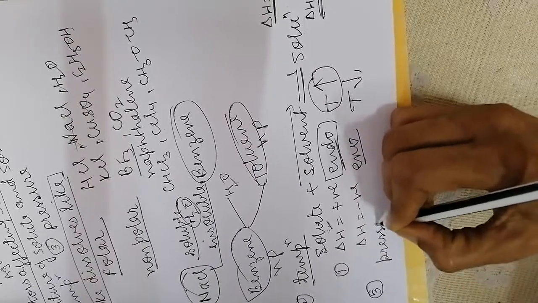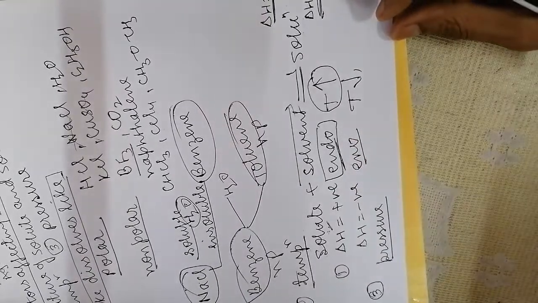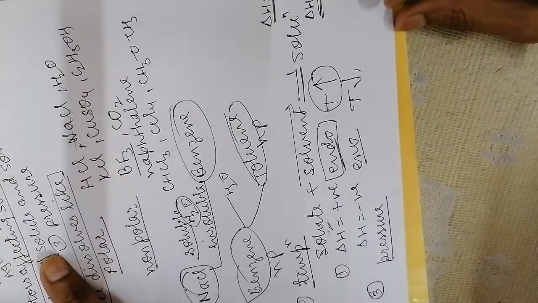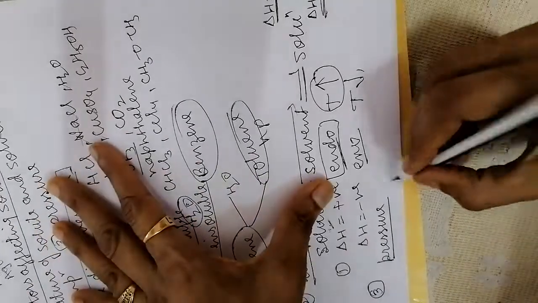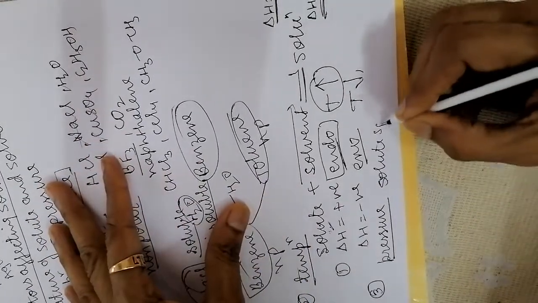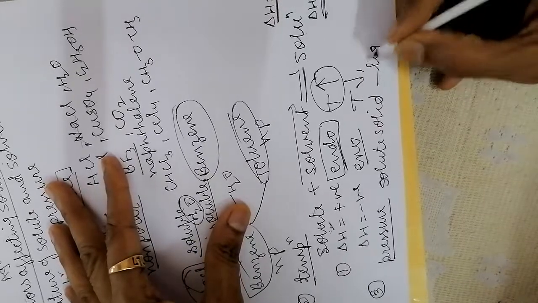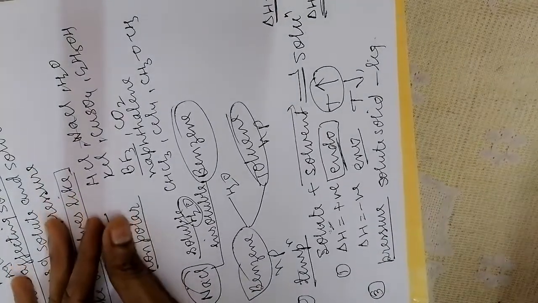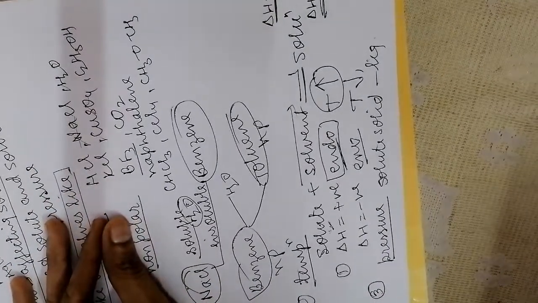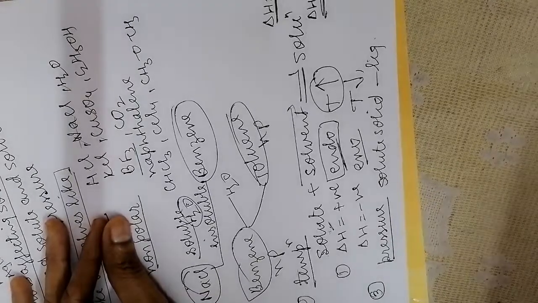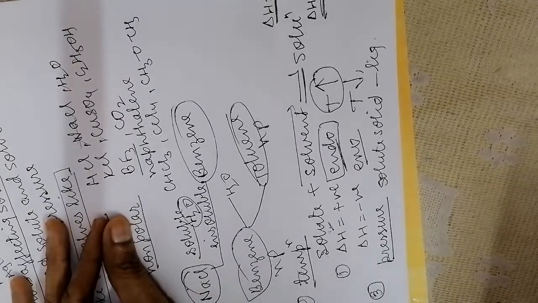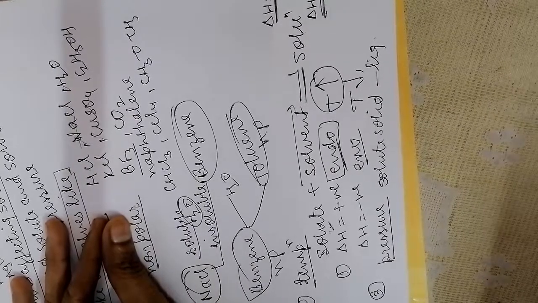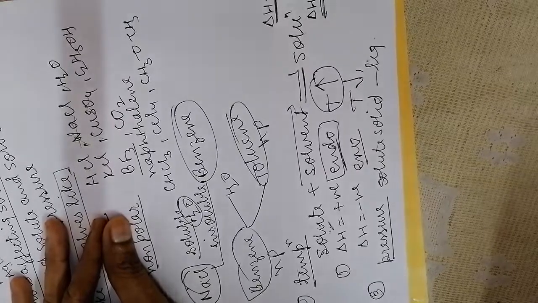The third factor is pressure. Suppose we have a solution of solid solute and liquid solvent. Solute is solid and solvent is liquid. Then there is not much effect of pressure on this equilibrium, because pressure affects only gaseous reactants and products. It will not affect solids or liquids. So there is not much effect of pressure when solute is solid and the solvent is liquid.